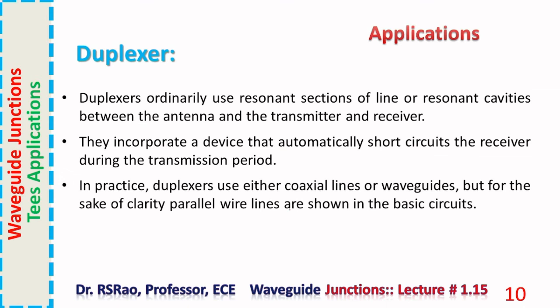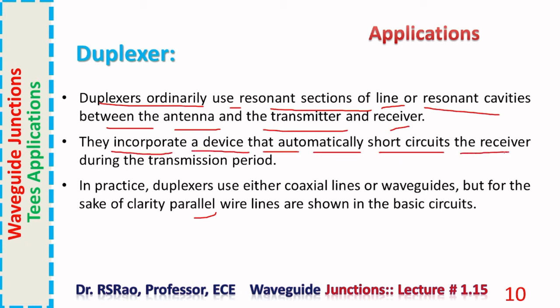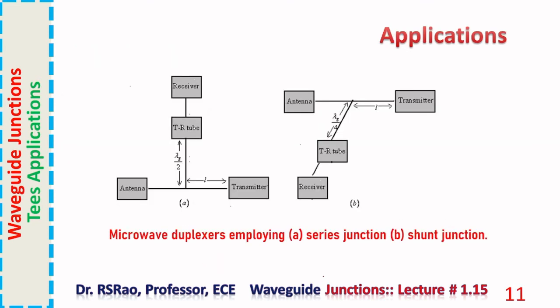Some important points regarding duplexers. Duplexers ordinarily use resonant sections of line or resonant cavities between the antenna and the transmitter and receiver. They incorporate a device that automatically short circuits the receiver during the transmission period. In practice, duplexers use either coaxial lines or waveguides, but for the sake of clarity, parallel wire lines are shown in the basic circuits. Here are shown microwave duplexer circuits employing a series junction in A and a shunt junction in B.